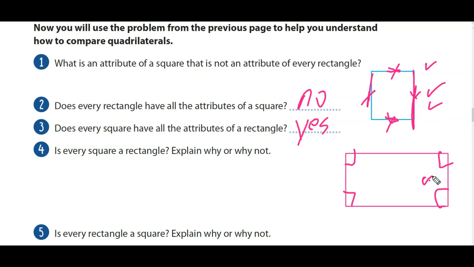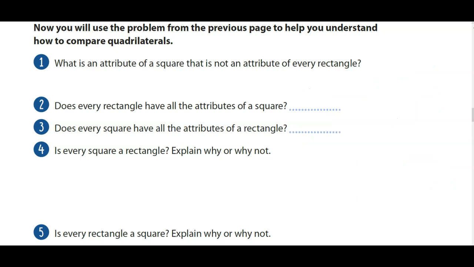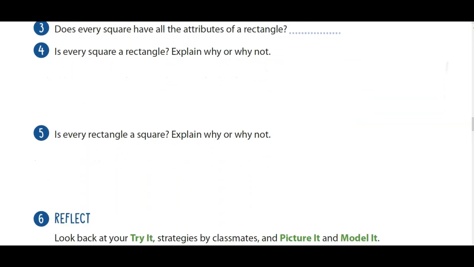So is a square a rectangle? Yes, technically, you could call it. Is every rectangle a square? No. This is not a square because all four sides are not the same length. That's how you know that rectangle is not a square. But a square is a rectangle. Might be a little bit confusing.